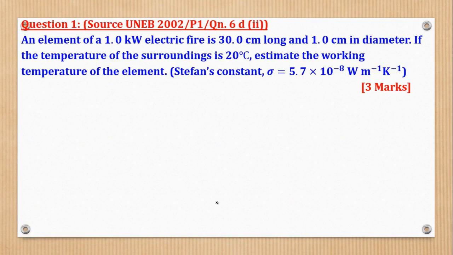Okay, so let's go through this question to master the formula. Question 1 came from UNEB 2002, paper 1, question 6D, Roman 1, and says, an element of a 1 kilowatt electric fire is 30 centimeters long and 1 centimeter in diameter. If the temperature of the surroundings is 20 degrees Celsius, estimate the working temperature of the element.